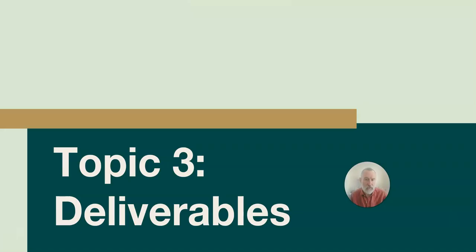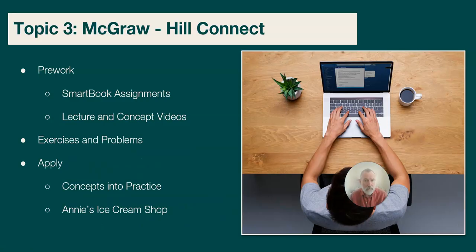So this is what you're going to need to do to complete the module. Similar to the last module, a bulk of the work is going to be completed in McGraw-Hill Connect. You'll begin with your reading and SmartBook assignments, as done previously. These will be for chapters 5 and 6, followed by your concept videos. Once you've completed them, you'll move on to your homework problems. And finally, you'll have an opportunity to apply your knowledge by completing the concepts and practice exercises in our ongoing simulation, Annie's Ice Cream. We have one last thing, our discussion.